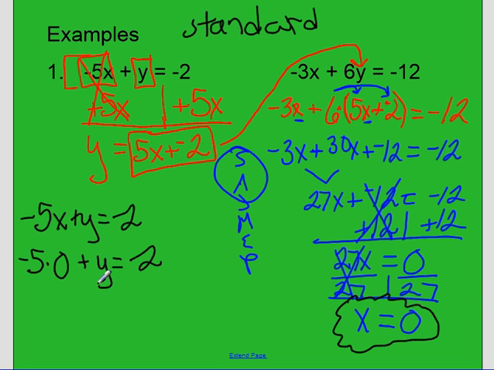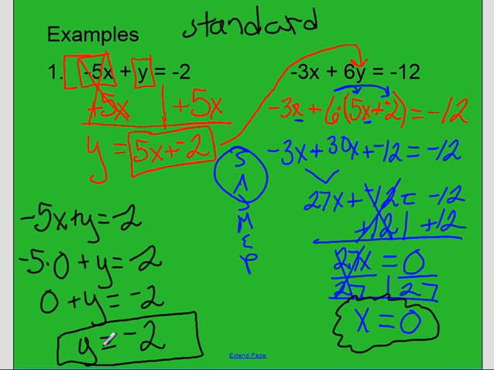Remember, I don't know what my y is yet. That's what I'm trying to find out. Negative 5 times 0 is 0 plus y equals negative 2. And of course, 0 plus y is just y. So y equals negative 2. I have found both of my variables, so the ordered pair that should satisfy these equations is 0, negative 2.